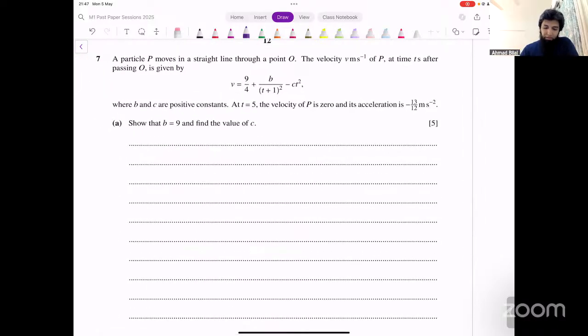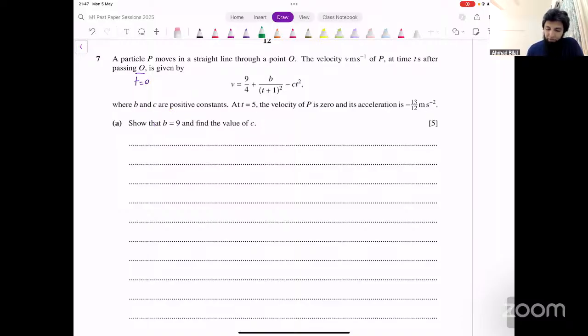It says a particle P moves in a straight line through a point O. The velocity V is given by this after passing a point O. So time is starting at the point O, right? At O, time is equal to 0. B and C are positive constants. At time equals 5, the velocity of P is 0 and its acceleration is minus 13 over 12. Show that B equals 9 and find the value for C.